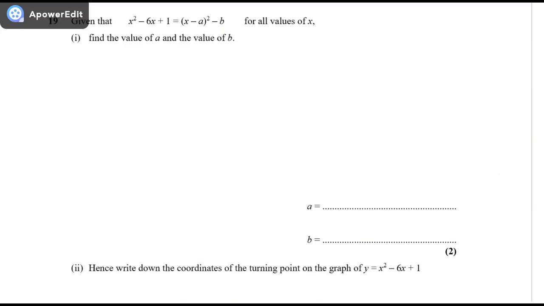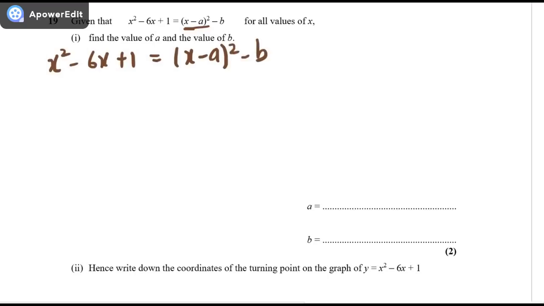Question 19. Given that this value, you can see here this is a square, so this is the completing the square method. We're going to find the values of a and b. So I'm going to write down x squared minus 6x plus 1 equals x minus a squared minus b. So I'm going to make the square here as well.